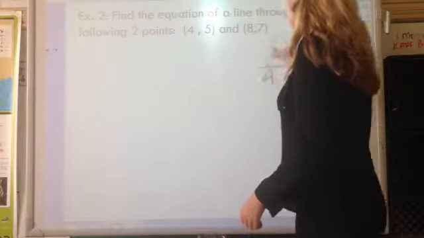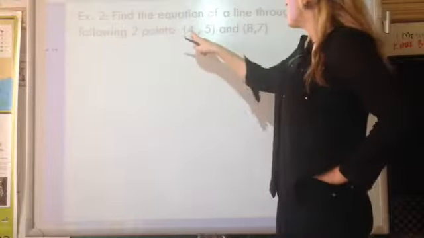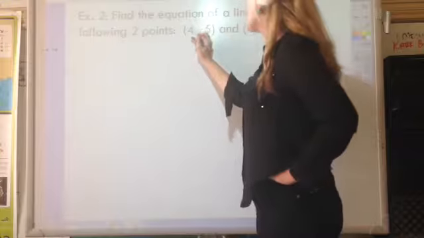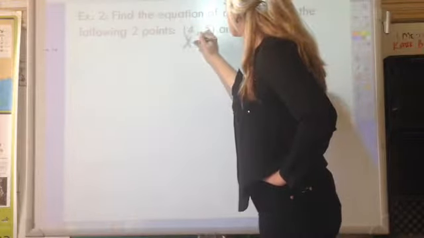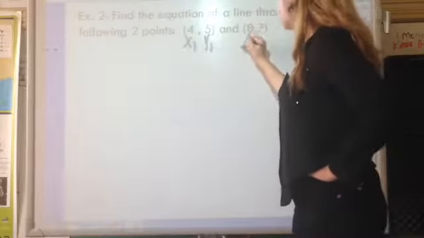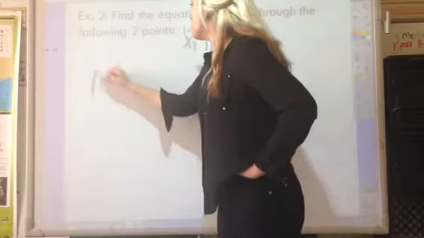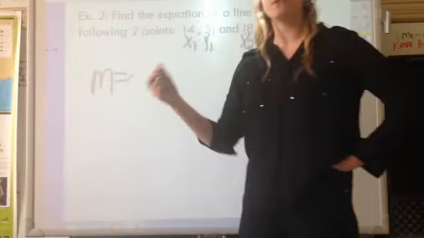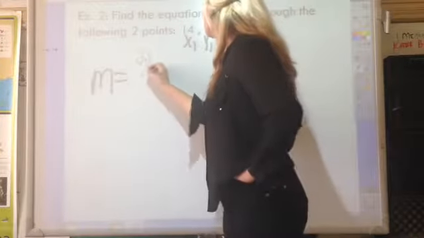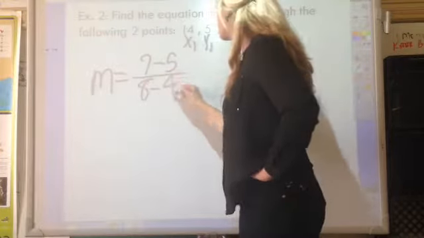Go ahead and write down example 2, and then the 2 points, (4, 5) and (8, 7). I'm going to label them immediately. 4 is my x1, 5 is my y1, 8 is my x2, and 7 is my y2. The first step is to find m, which is y2 minus y1 over x2 minus x1. So I'm just going to plug it in: 7 minus 5 over 8 minus 4.